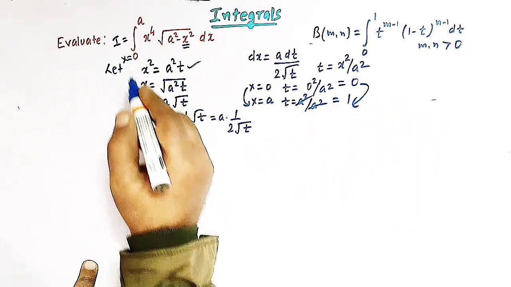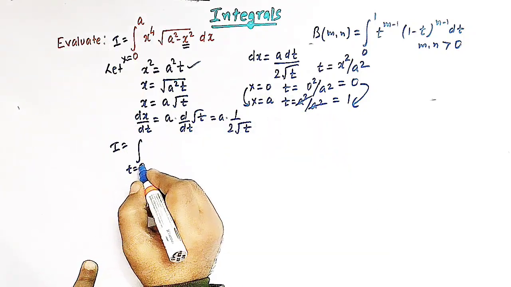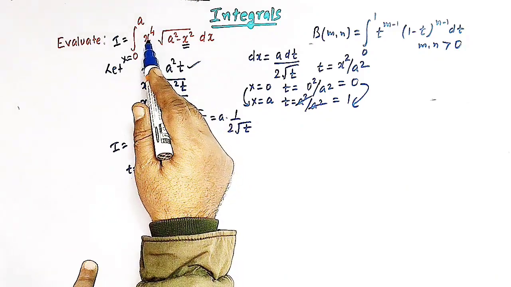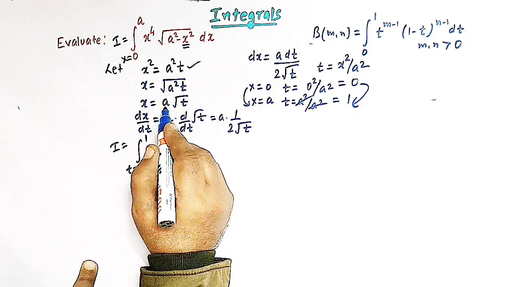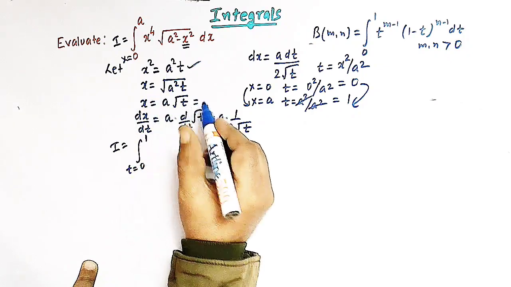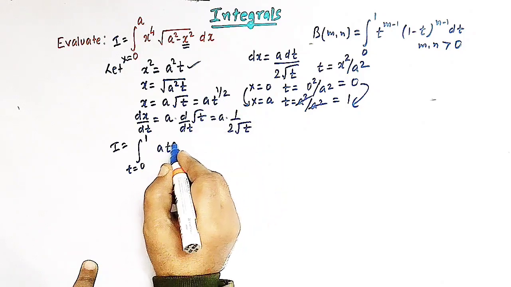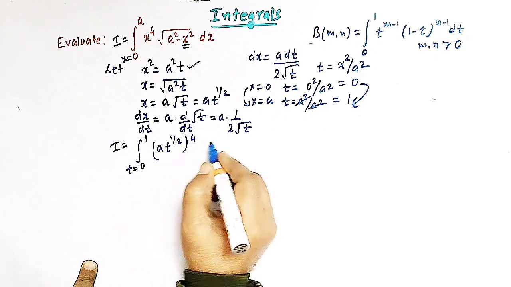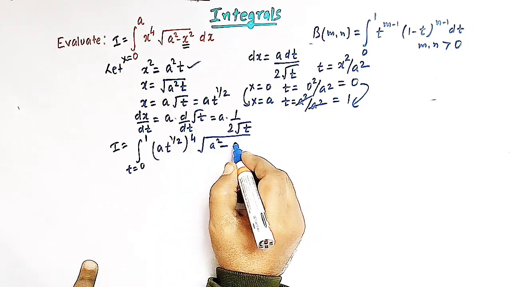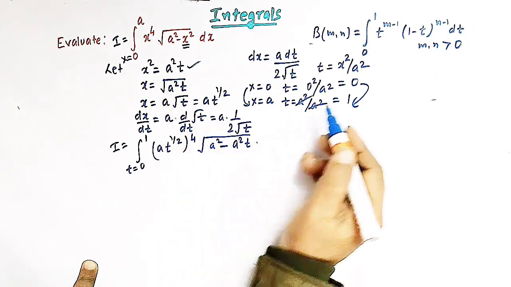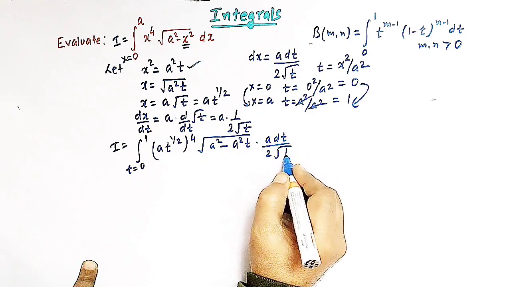So now we can write this integral I in terms of t. So we have the limits t is equal to 0 to 1, and here we have x raised to 4. So we can now write x is equal to a times square root of t, that is a times t raised to half. So we have a t raised to half, and here we have 4. Then we have square root of a square minus x square. x square is a square t, and dx is given by a dt over 2 times square root of t.